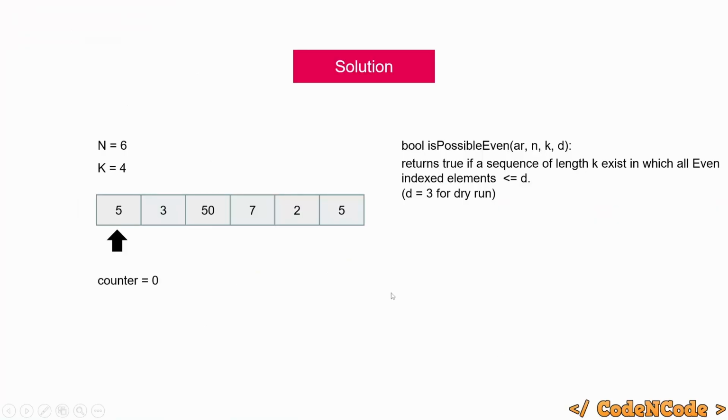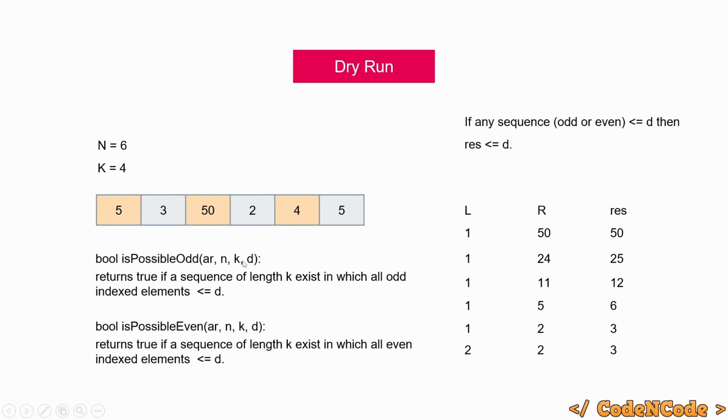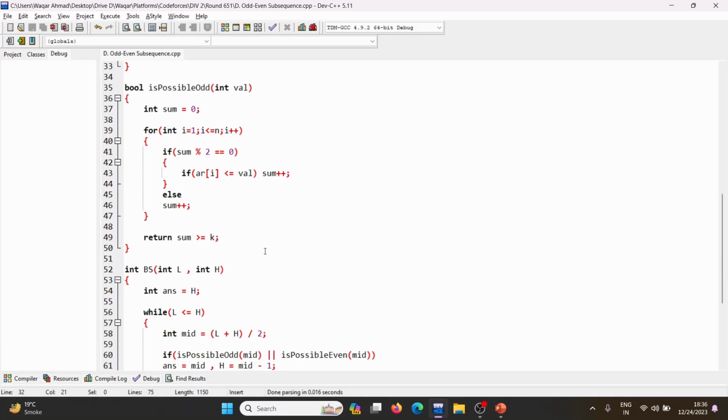Now you might think, where are n and k? I haven't passed n and k because I have defined those globally. So my is possible function can directly access n and can directly access k. All right, so that's why in my is possible function you don't see them there.